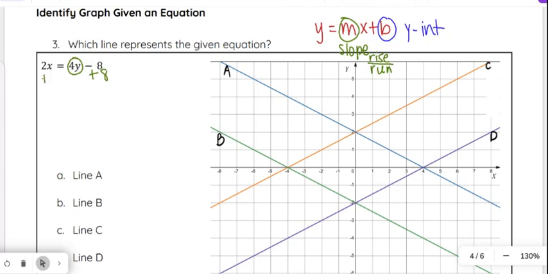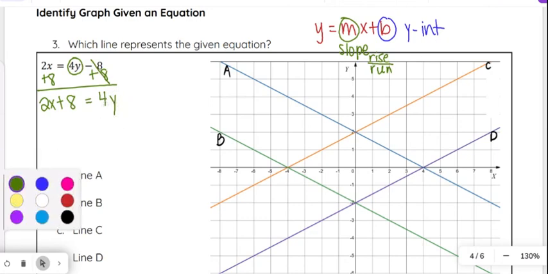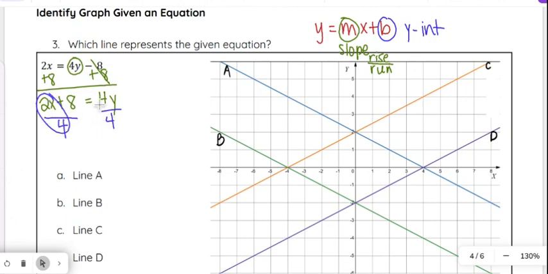To do that, I'm going to add 8 to both sides. So we have 2x plus 8. Remember, those are not like terms, so we cannot combine them. Equals 4y, and negative 8 plus 8 cancels out. And then we divide by 4 on both sides, and we have 2x divided by 4 and 8 divided by 4. So 2x divided by 4 becomes 1/2 x. 8 divided by 4 becomes 2. And then 4y divided by 4 becomes y. So to flip that around and read it how we typically do, y equals 1/2 x plus 2.